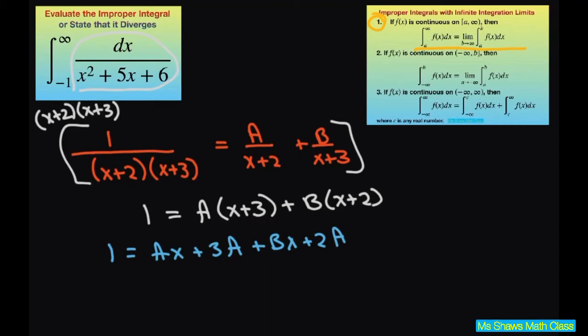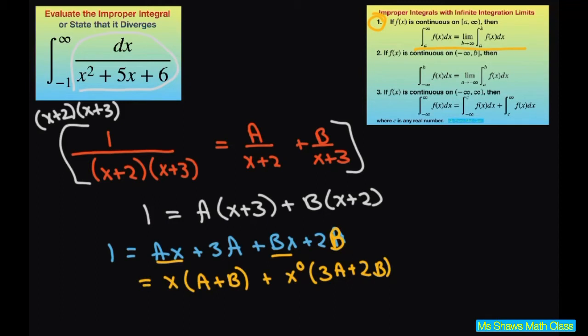Now, let's go ahead and group our like terms together. I'm going to pull out the x and I get a plus b. And then we have, if you want, you could write this as x to the 0 power because that's 1. You have 3a plus 2b. And this equals 1. This would be like 1 times x to the 0 power. We don't have an x, so you could put 0x here if you want.